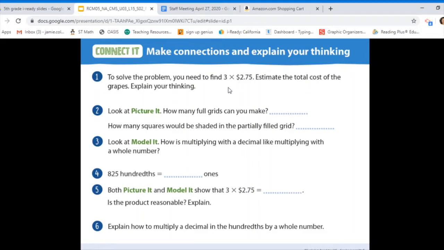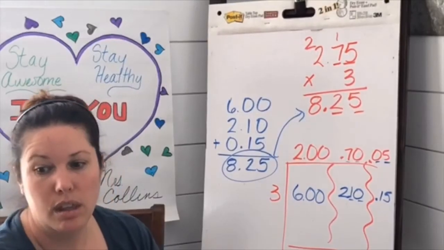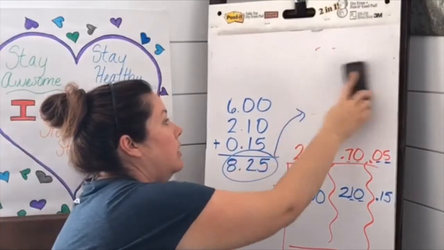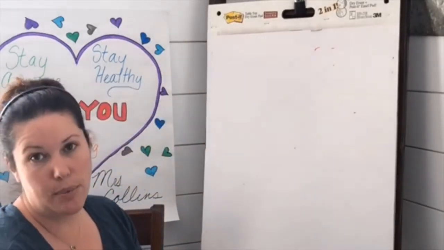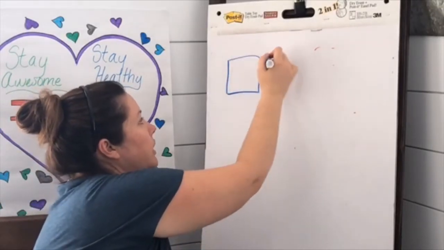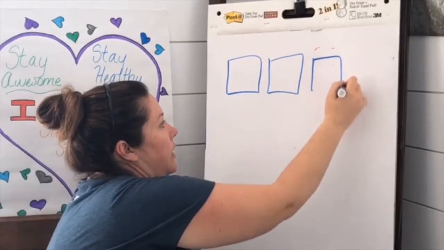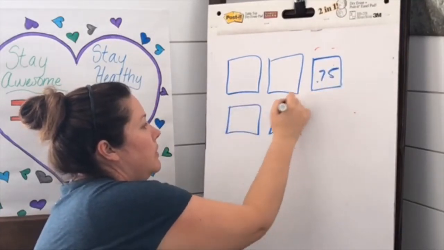Okay, let's look at number 2. How many full grids can we make? Well, 75 cents, so let's actually add that up so you guys can see a visual of that. So I'm going to erase the work that we've done here. It says how many full grids can we actually make? So we're going to add up all of those grids. So we had 2 full grids and then 75 cents. I'm just going to put 75 cents, okay? And then we're going to do 3 groups of these.